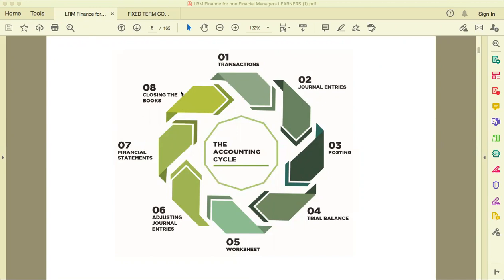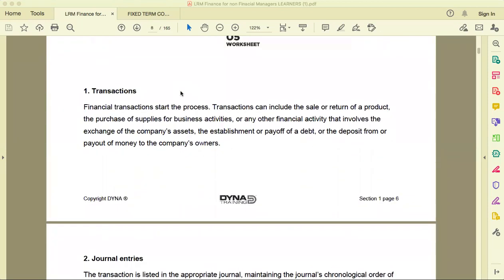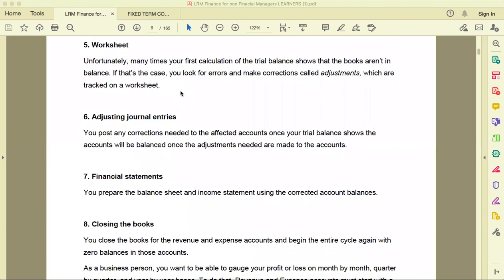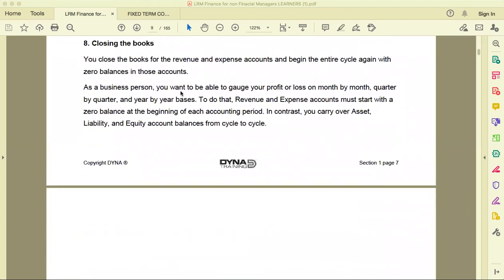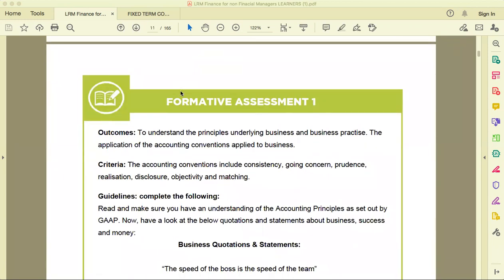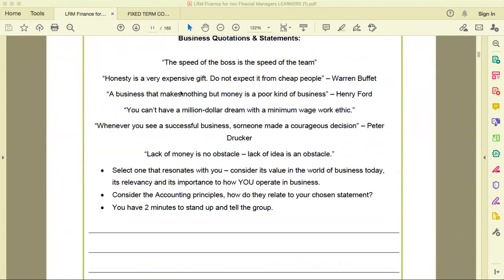So that is the accounting cycle. Over there from page number 6, they'll tell you about the transactions, journal entries, posting, all of that. You can go deeper into that through those different pages. Now we are going to go to formative assessment number 1, which is on page number 8.